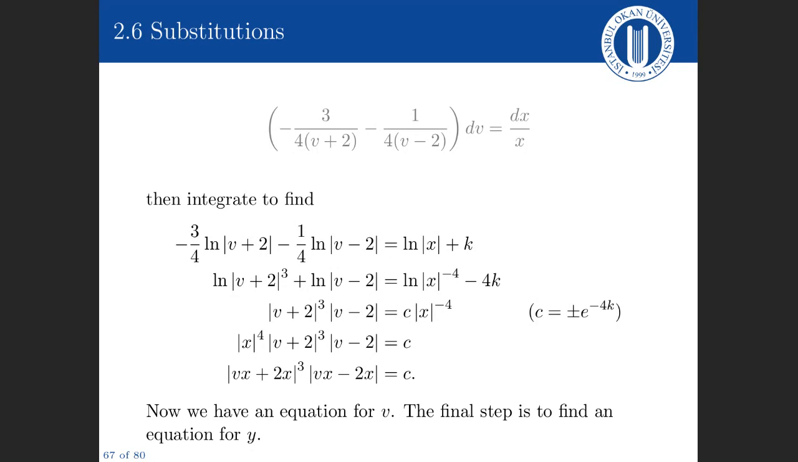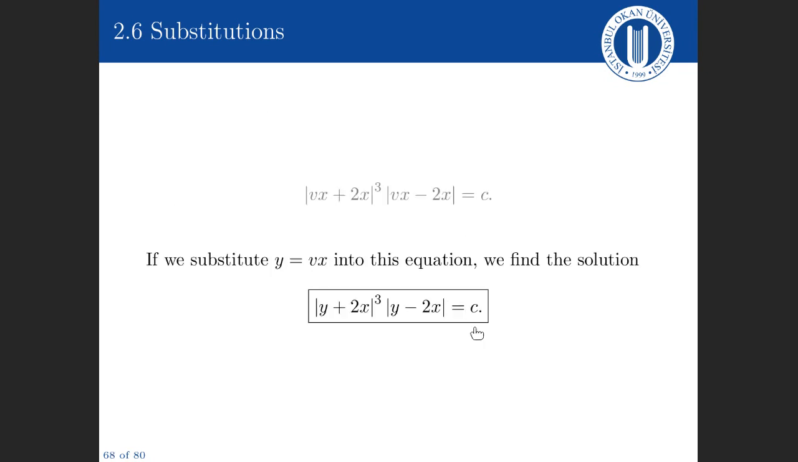Now that we have an equation for v, the final step is to find an equation for y. We're going to substitute back in. We know this is the equation for v, and we also know that y is equal to vx. So instead of vx, we can write y. And we find the solution. The solution to this homogeneous equation is the absolute value of y plus 2x, cubed, times the absolute value of y minus 2x, is equal to a constant c.